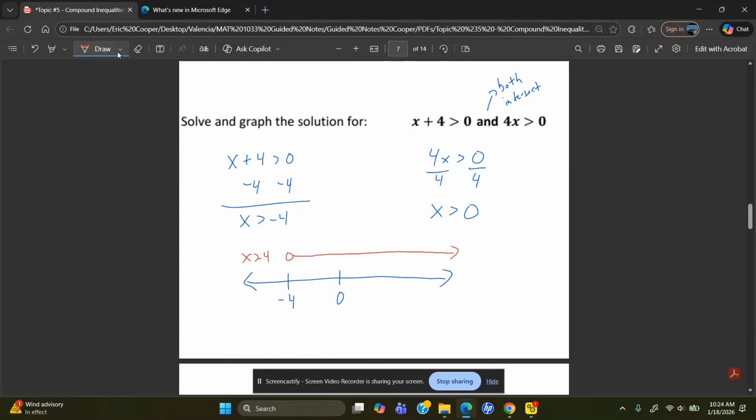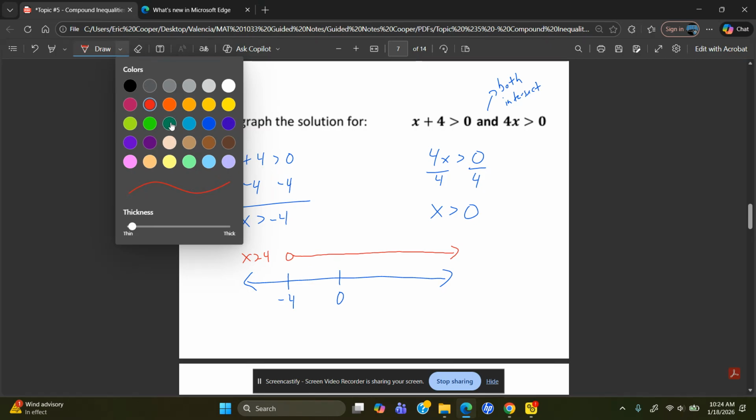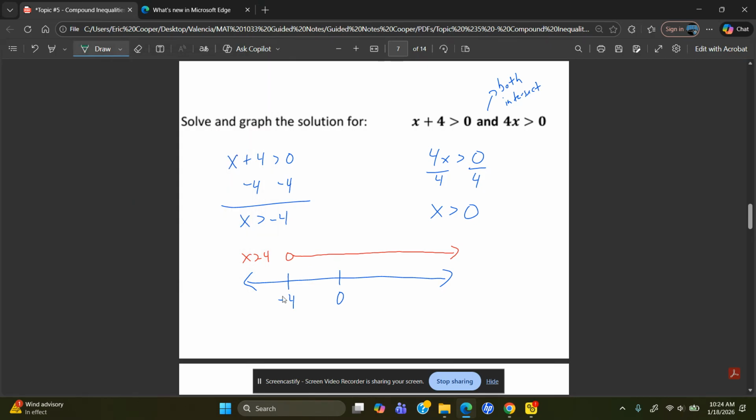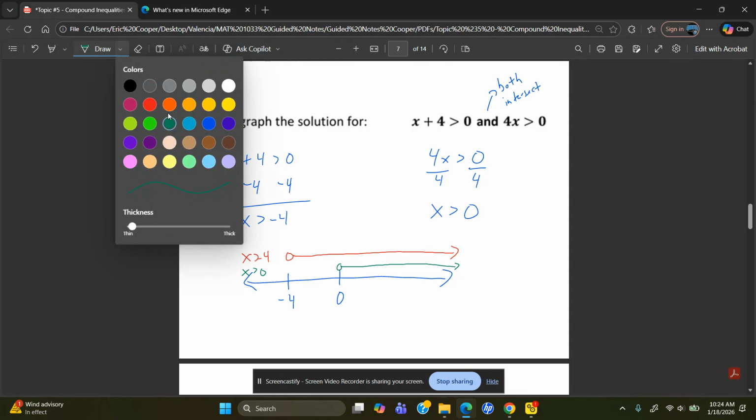If I wanted to graph the other one, which I will do here in green, if I wanted to graph x is greater than 0, again I would have an open dot because I wouldn't include the values, and I would go to the right. So again, and is where they intersect. We're asking where do both of the graphs line up and have the same thing graphed. And there's only one place that it does it.